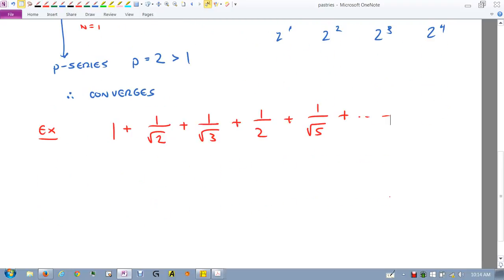Does that converge or diverge? That one diverges. And it's a p-series again. You have to recognize that this is the sum from n equals 1 to infinity of 1 over n to the 1/2, which is the square root of n. So the first one is 1 over square root of 1, 1 over square root of 2, 1 over square root of 3, 1 over square root of 4, which is 2, square root of 5, square root of 6. So this is a p-series with p being 1/2, which is less than 1, which means what? Divergent.